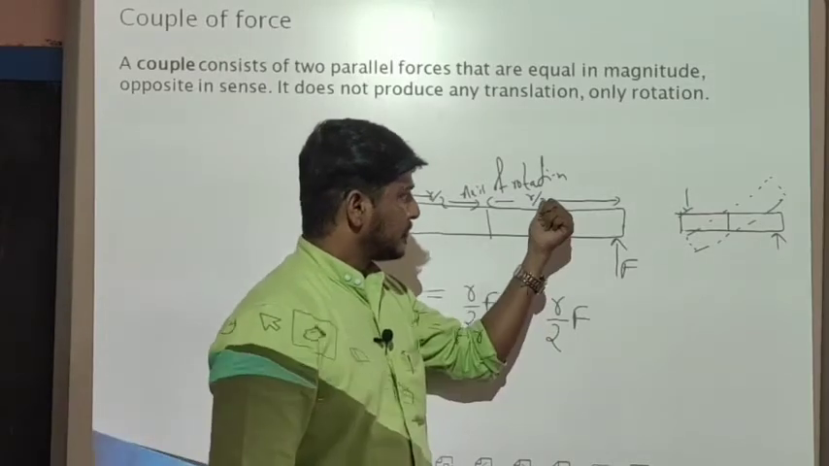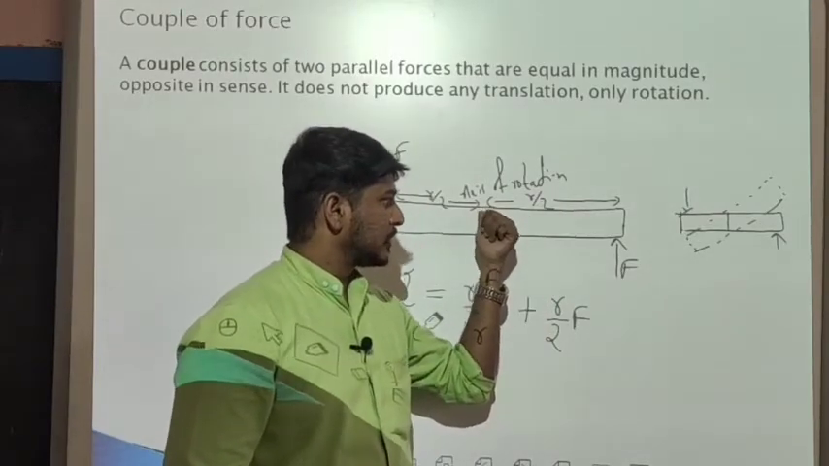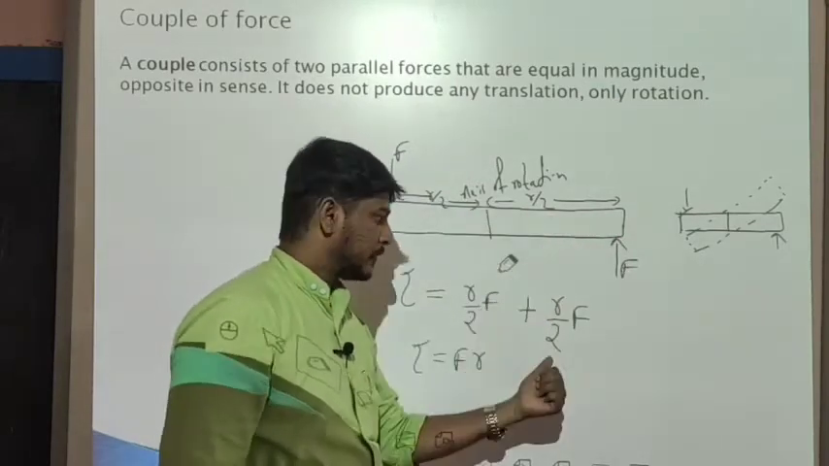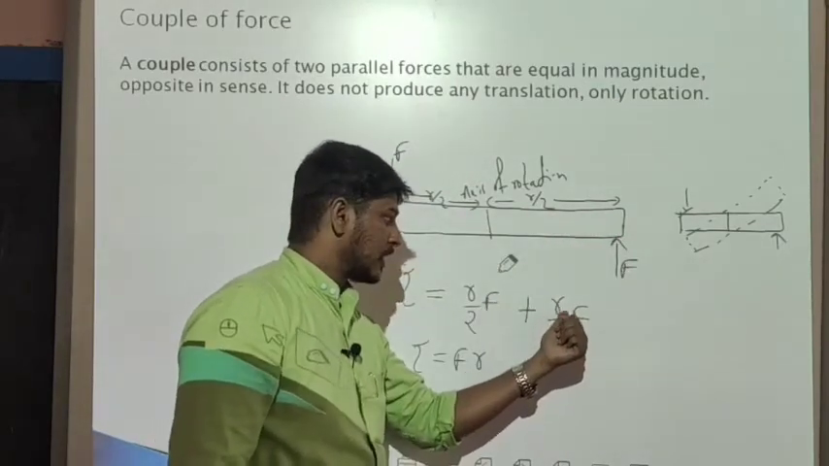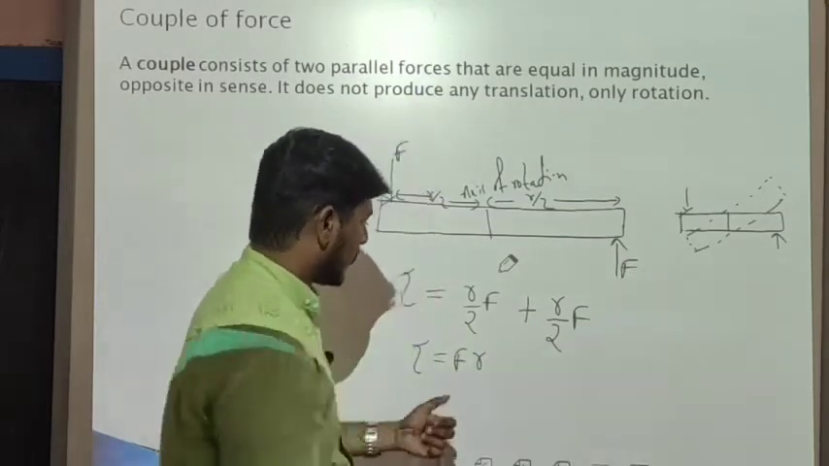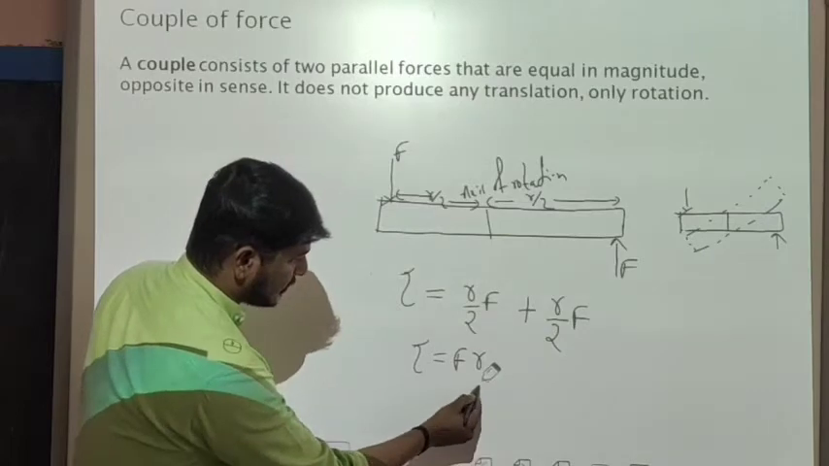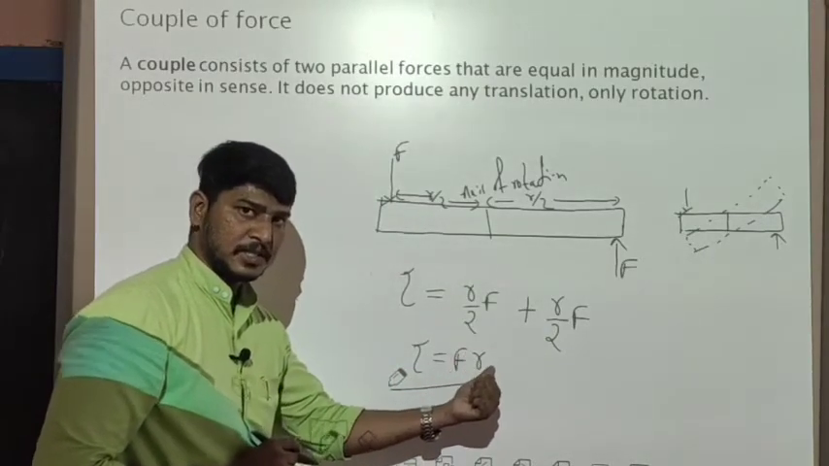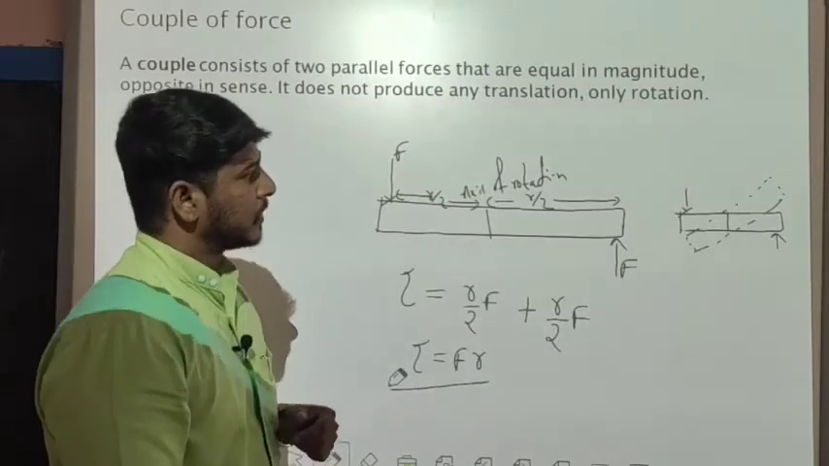Then here, from the axis of rotation to the force, the distance vector is r by 2, so I have substituted the r by 2 value and the magnitude of force. Then I have simplified. Finally I get this equation, that is tau is equal to force into distance vector.